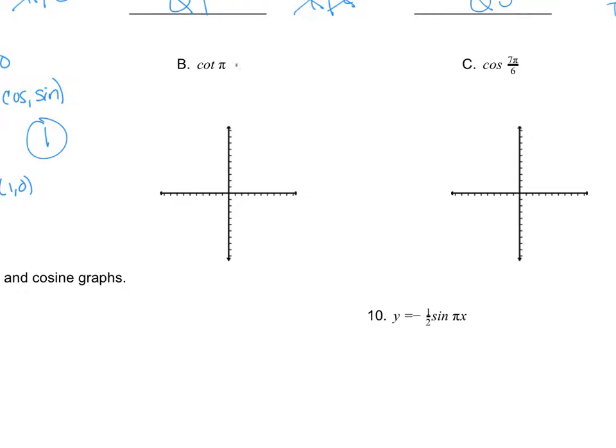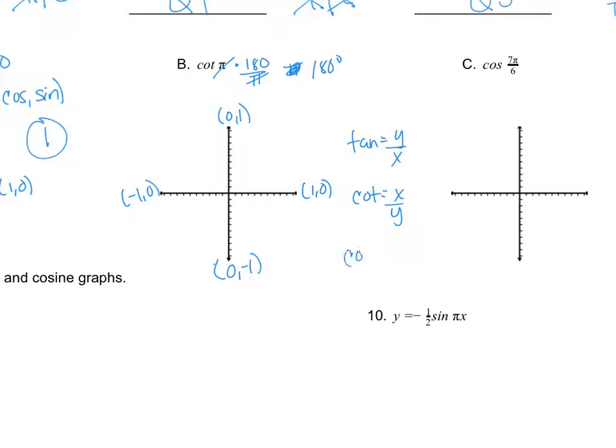All right, for B, cotangent of pi, I'm going to change this to degrees. So that's pi. So again, we're using our coordinates because it is on the 180. This is 0, -1. All right, so cotangent, so if tangent is y over x, cotangent would be x over y. So my cotangent would be -1 over 0. Cannot have a 0 in the denominator, so no solution.